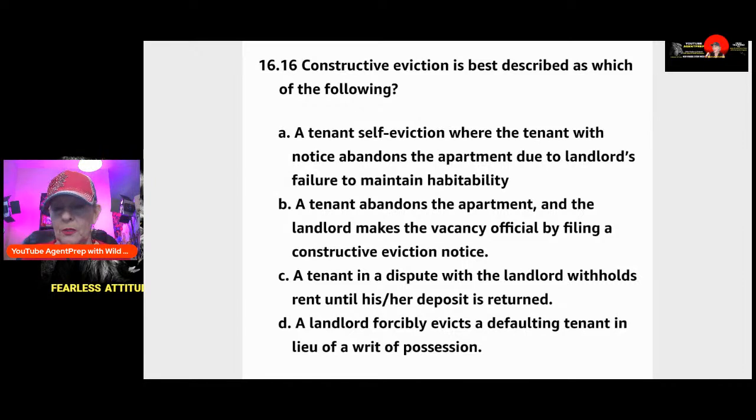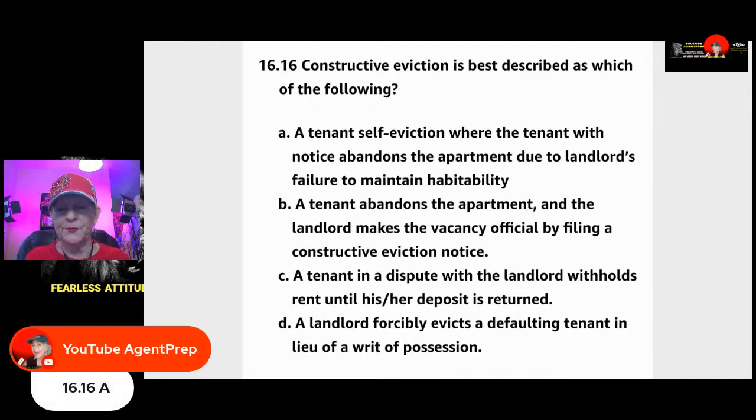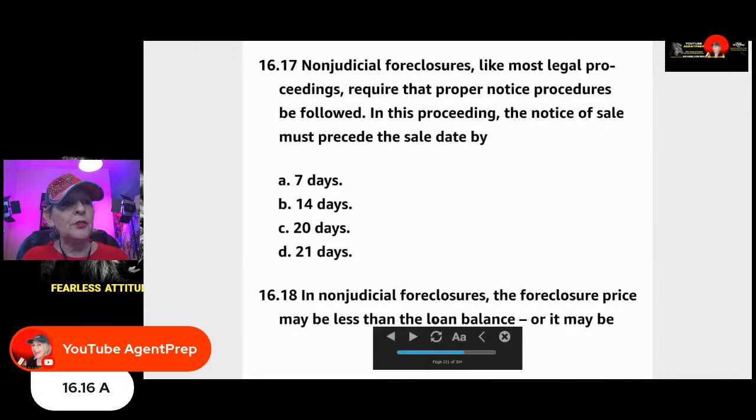Come on, type the answer. I'm going to go a little bit faster. So yes, the answer is 16A. A tenant self-eviction, where the tenant with notice abandons the apartment due to the landlord's failure to maintain habitability. Constructive eviction, you're giving someone a notice, okay? You're handing it to them, emailing it to them, texting, whichever way is permitted according to the lease agreement. So the tenant evicted themselves because the landlord is not providing a livable environment, a habitable property. So very good. Number 17.